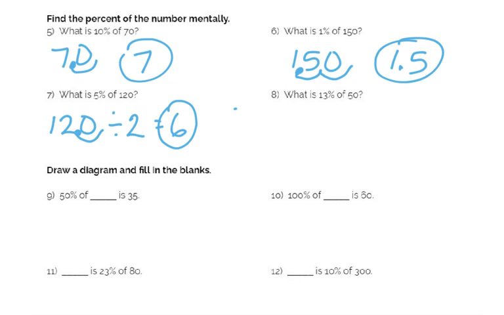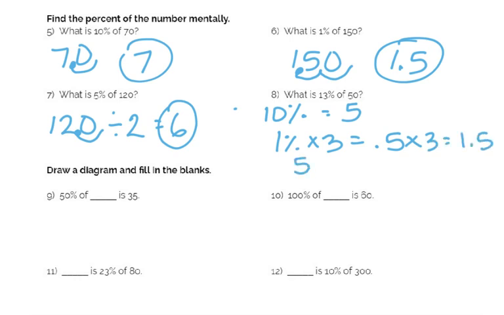And 13% of a number is a little bit more challenging. We need to do 10% of a number, and then we need to find 1% of that number and multiply it by 3. So 10% is just going to be 5. We move the decimal point over 1 time. And then 1% is going to be 0.5. And if we take 5 tenths times 3, that's 1.5. And then 5 plus this 1.5 equals 6.5.